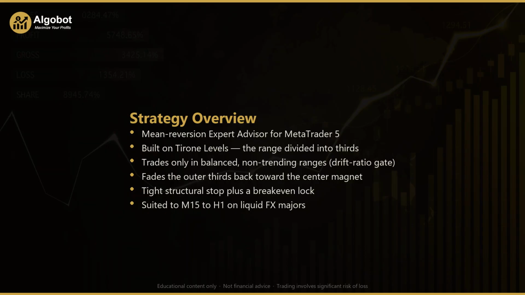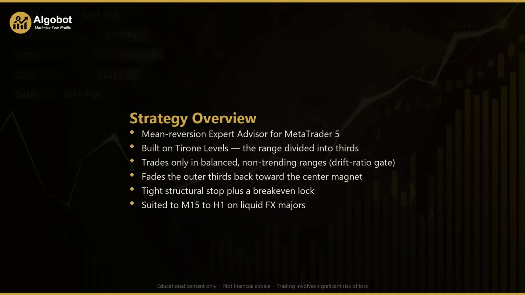Here's the idea. The strategy looks back over a set number of closed bars, 40 by default, and finds the highest high and the lowest low in that window. It then divides that range into thirds. The upper third line acts as resistance, the lower third line acts as support, and the exact middle of the range becomes a central fair value zone that price tends to return to. When a market is genuinely ranging, price often pushes into one of the outer thirds, gets rejected, and drifts back toward the center.